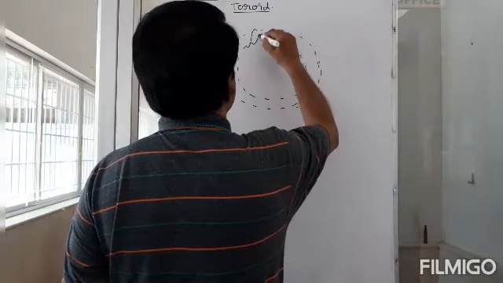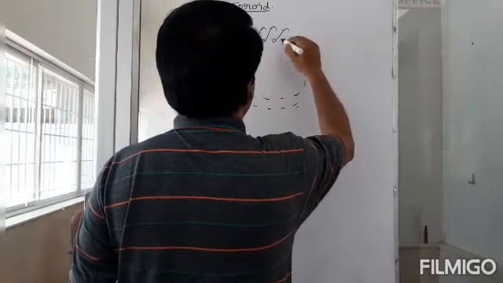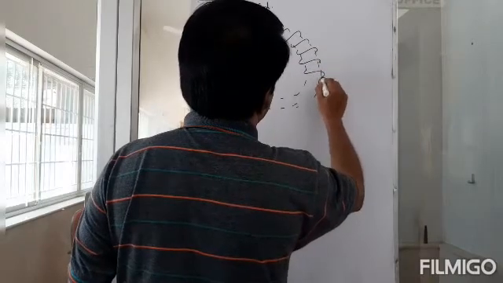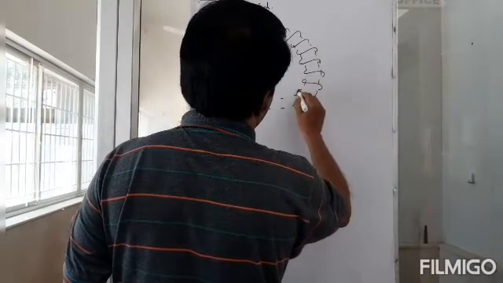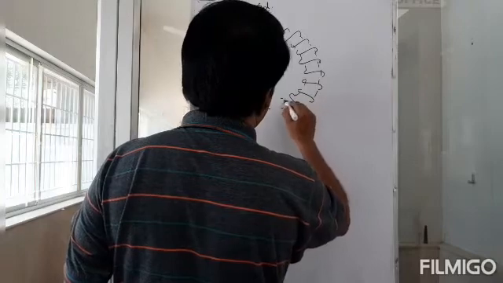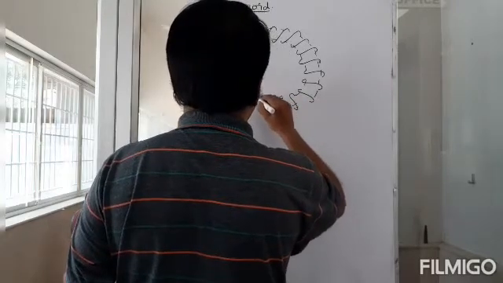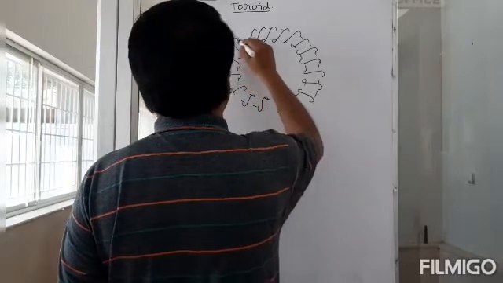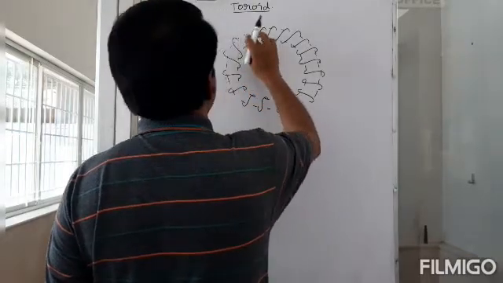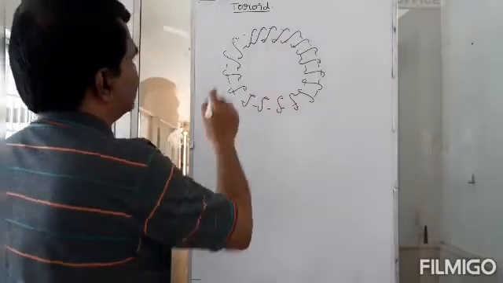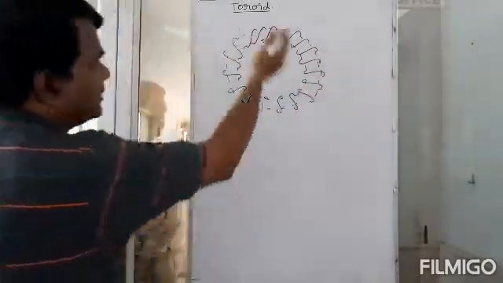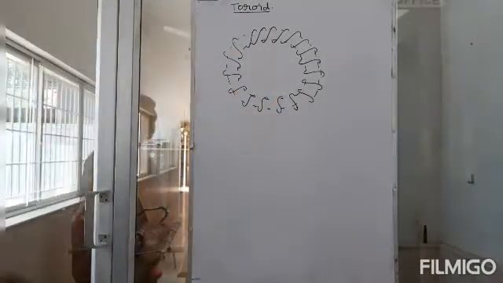So it's like a solenoid, and you're closing it like this. See, it's like a solenoid, like a spring only. But then you're closing it like this. So this is a toroidal structure.